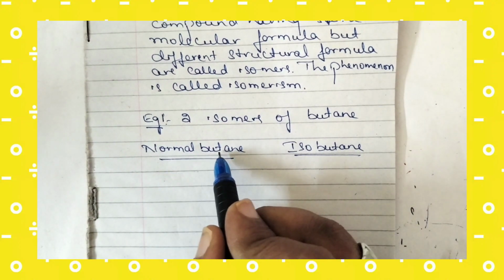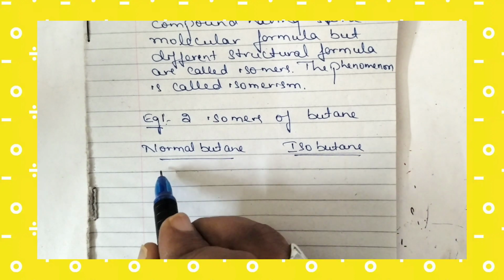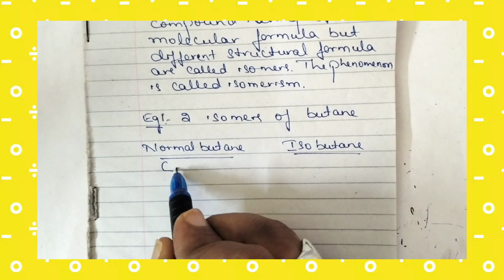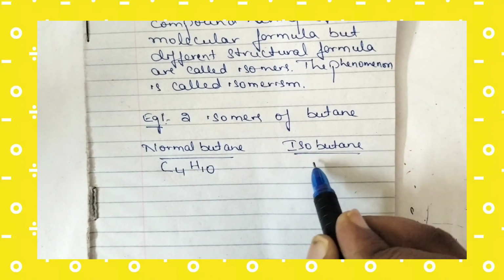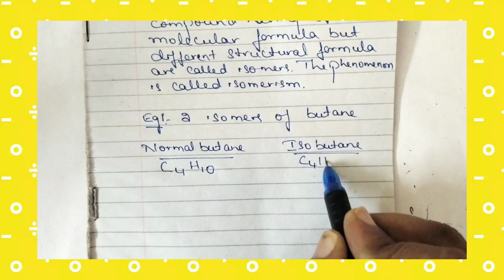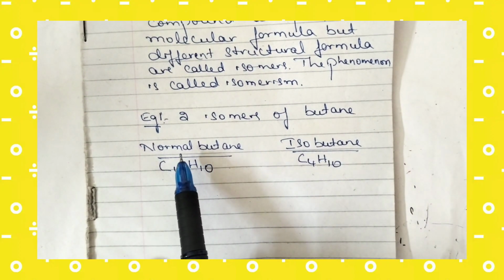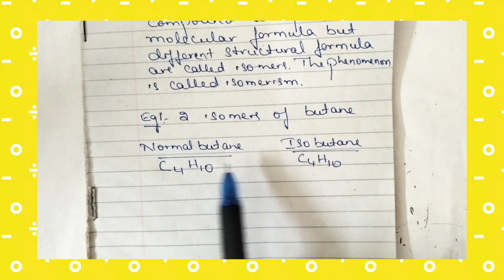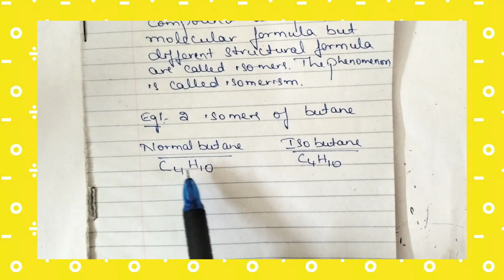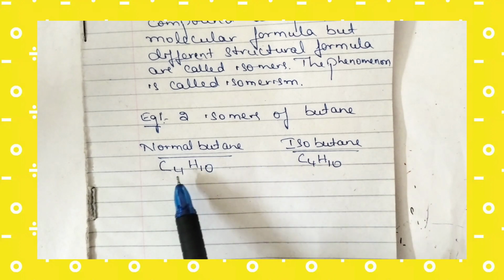So we know that butane, it ends with ane, general formula CnH2n+2. But means 4 carbon, 4 double 8, plus 2, 10. So C4H10. This is the molecular formula. Now you can observe that for both normal butane and isobutane, the molecular formula is the same. For normal butane, carbon 4 hydrogen 10. For isobutane also carbon 4 hydrogen 10. That means both have the same molecular formula.